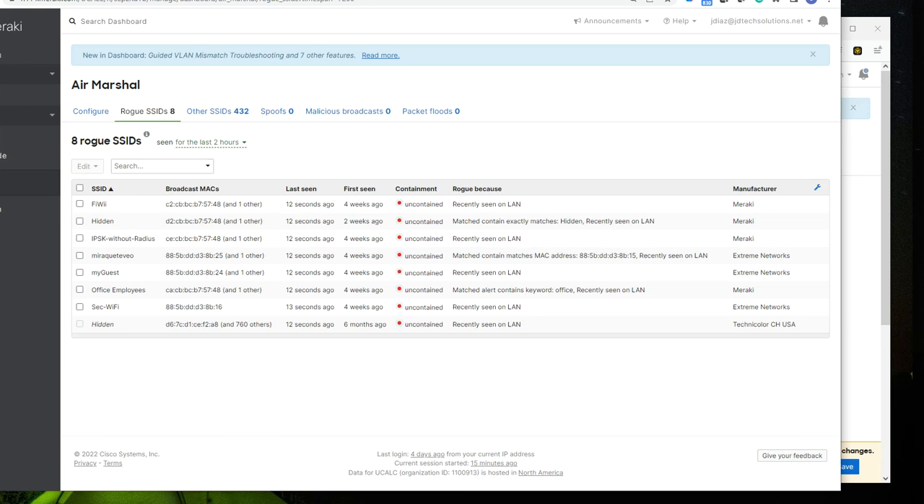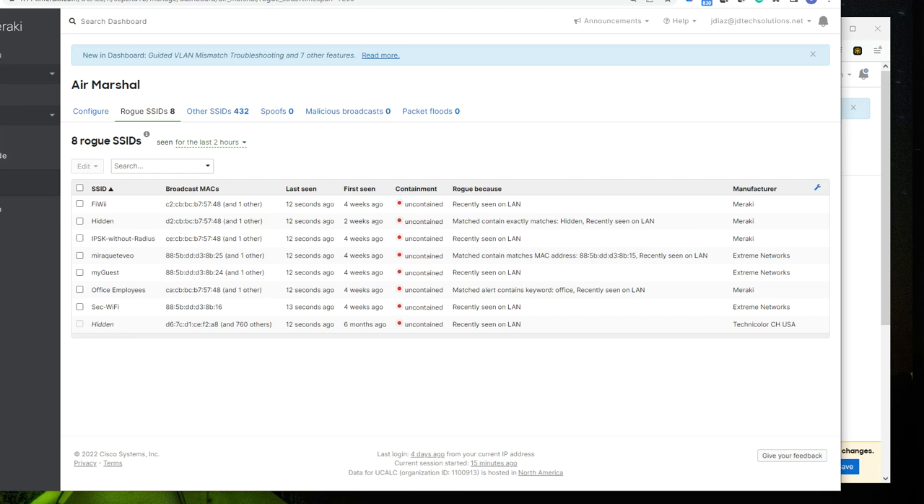This time we're going to be talking about AirMarshal, which is a wireless intrusion prevention system available in Cisco Meraki. It is a security feature. You don't need any extra licenses to make it work. You only need Meraki equipment. And depending on the type of equipment, in this case, access points that you have deployed, the implementation of AirMarshal is going to be different from one to the other.